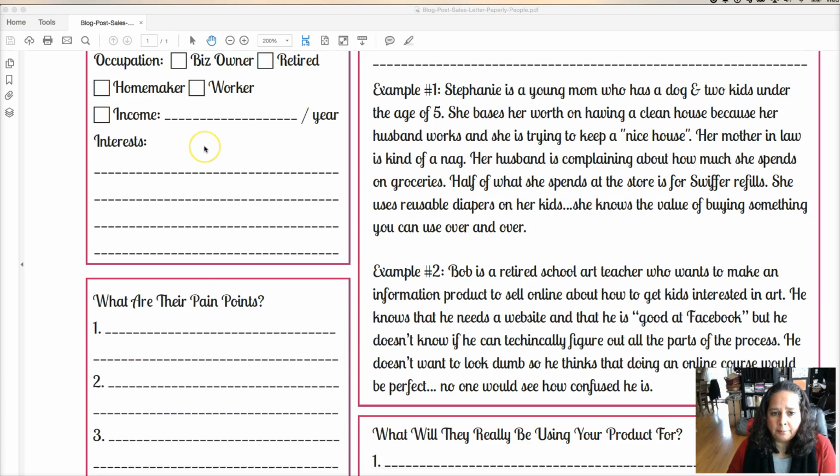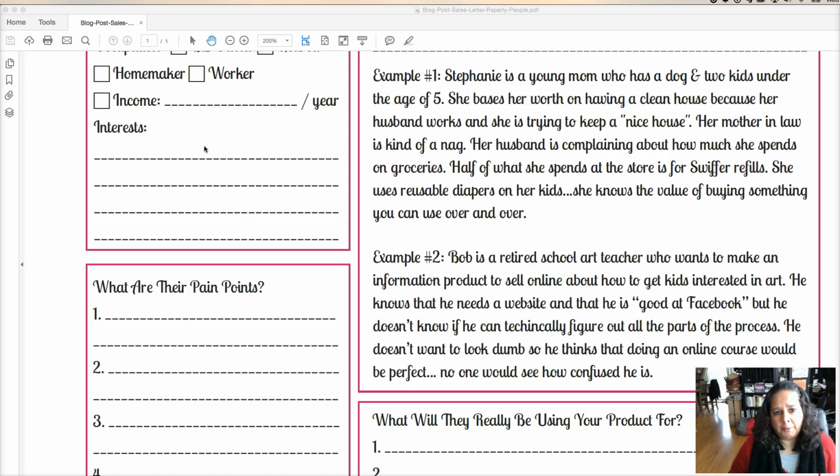What is their income per year? I like to have this one because I need to make sure that the person I'm writing to has enough money to buy what I want to sell them. And what are their interests? So this is really good.